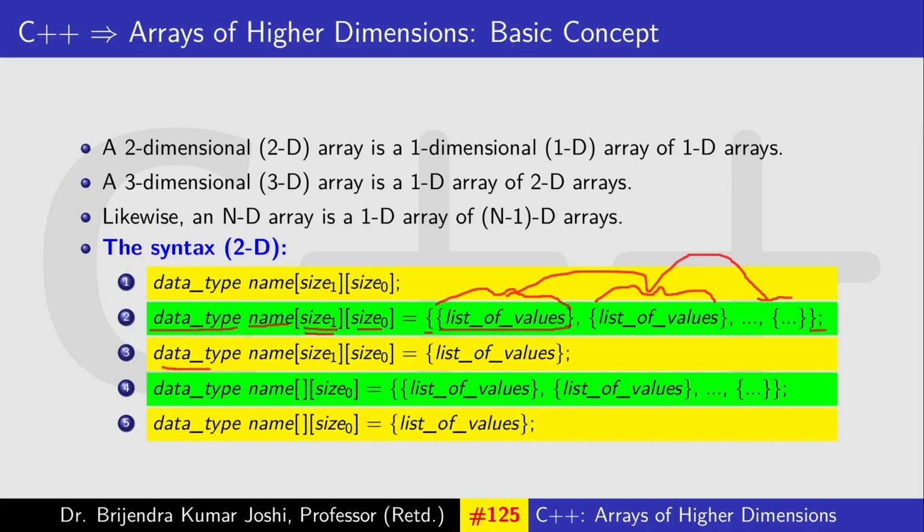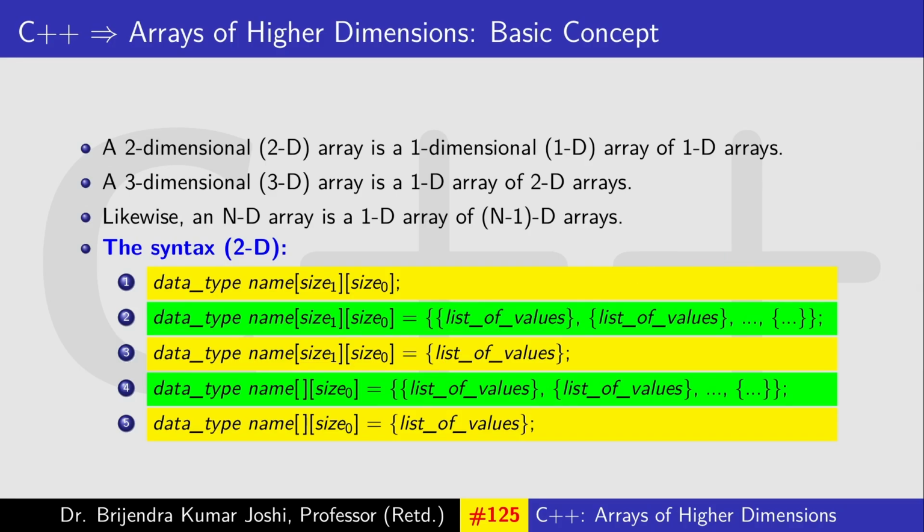The next type of declaration and initialization is data type, name, size 1, size 0, of course, and a single pair of braces, and inside this you have a list of values separated by commas. These values must be in number equal to size 1 multiplied by size 0. Those many elements. If we supply a smaller number of elements, it depends on the compiler what values it assumes in place of absent initializations.